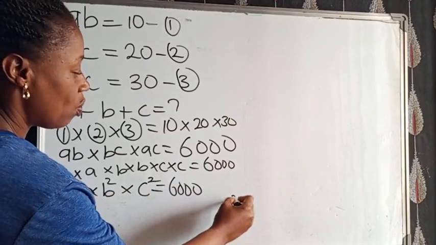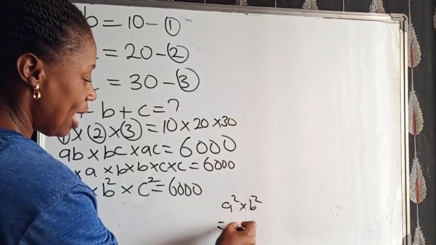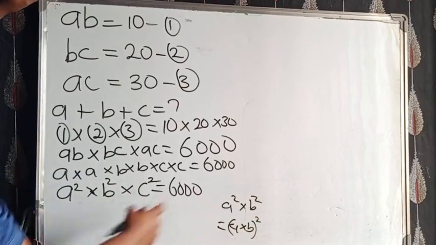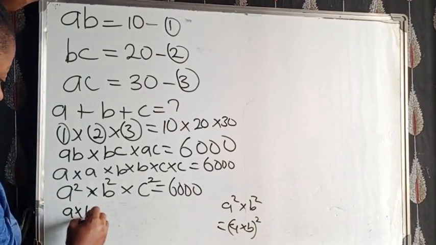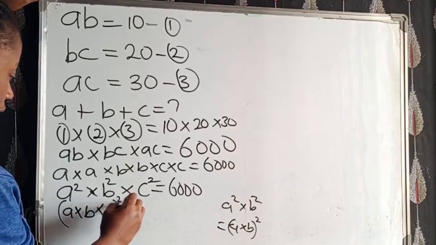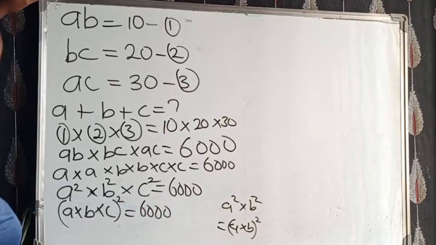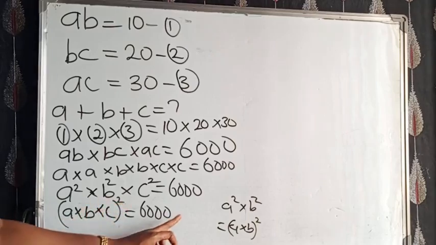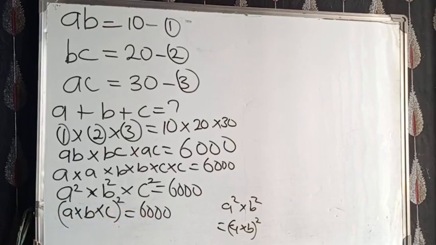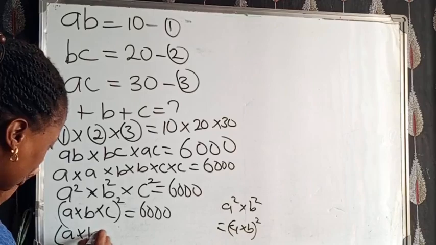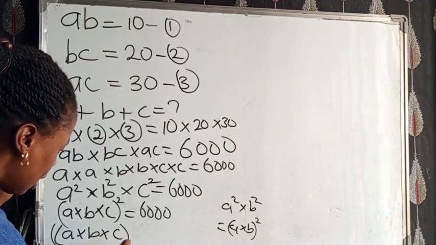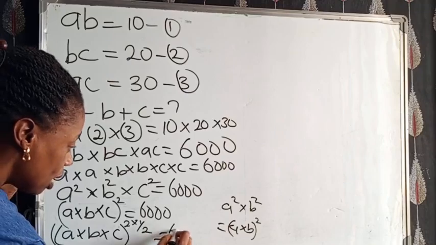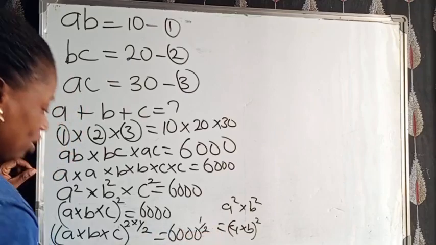Now, A squared times B squared times C squared can be written as A times B times C raised to the power of 2. So let's write this in that form. So this is going to be A times B times C squared equals 6,000. The next thing we are going to do is raise both sides of this equation to the power of 1 over 2. We have 2 already there times 1 over 2, equals 6,000 raised to the power of 1 over 2.